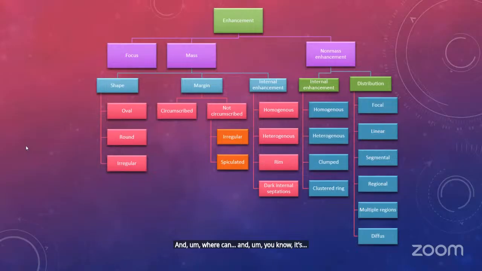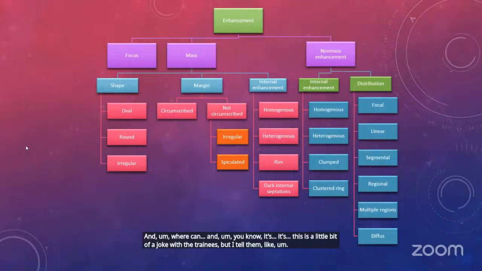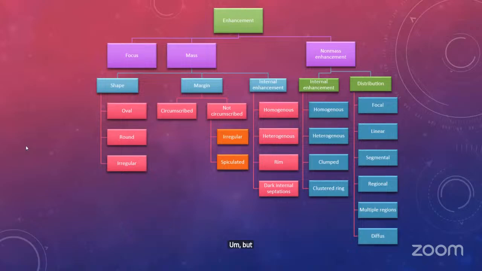This is a little bit of a joke with the trainees, but I tell them you use the kinetics as a tiebreaker, right? If you see a mass, you can use kinetics as a reason not to biopsy it if you don't want to biopsy it, and you can use kinetics as a reason to biopsy it if you want to biopsy it, right? But morphology should be what you're making your decision on 90% of the time.